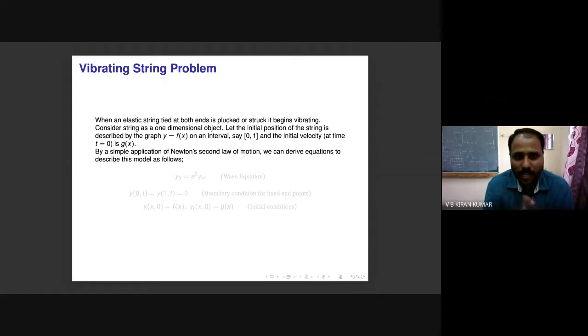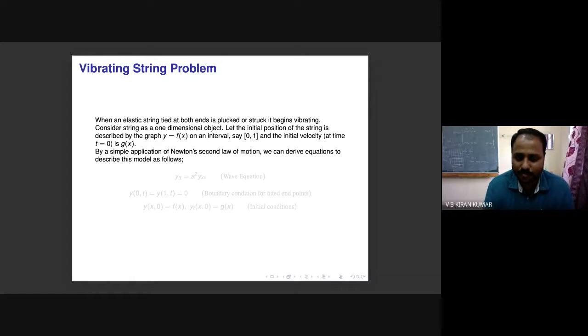So what is the vibrating string problem? In fact, most of you might have heard about this during your graduate course. This is a problem which is discussed in most of the engineering courses. In fact, this problem arises in several different forms in various situations. So to make it simpler, let me explain it in this way.